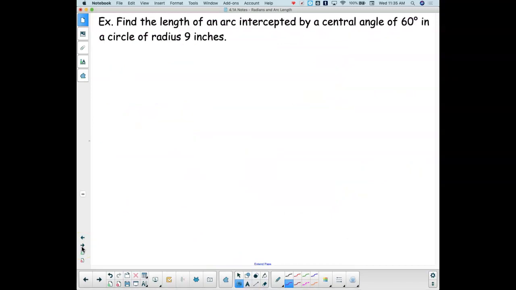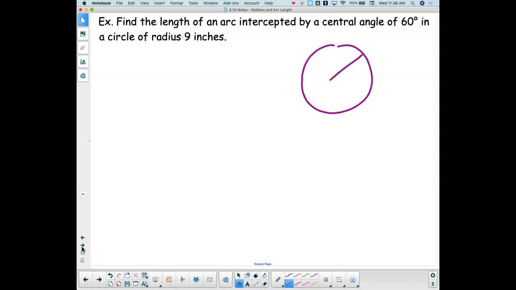Hey, you guys try number 3. It says find the length of an arc intercepted by a central angle of 60 degrees in a circle of radius 9 inches. Hit pause, go for it. Seriously, hit pause, go for it.